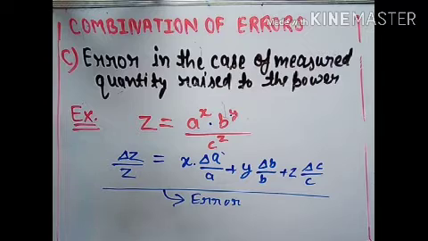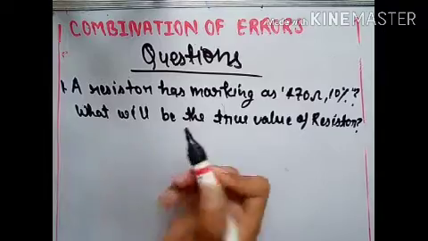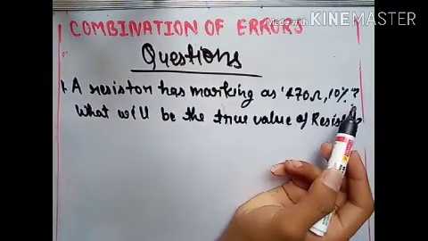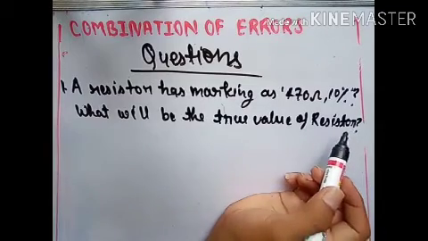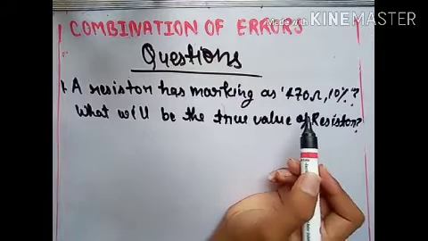Now move to some question part, some interesting questions, so that it will clear our concept. Now I am picking an example. A resistor has marking as 470 ohm, 10%. What will be the true value of the resistor? So in this case you just have to calculate the true value of this resistor.